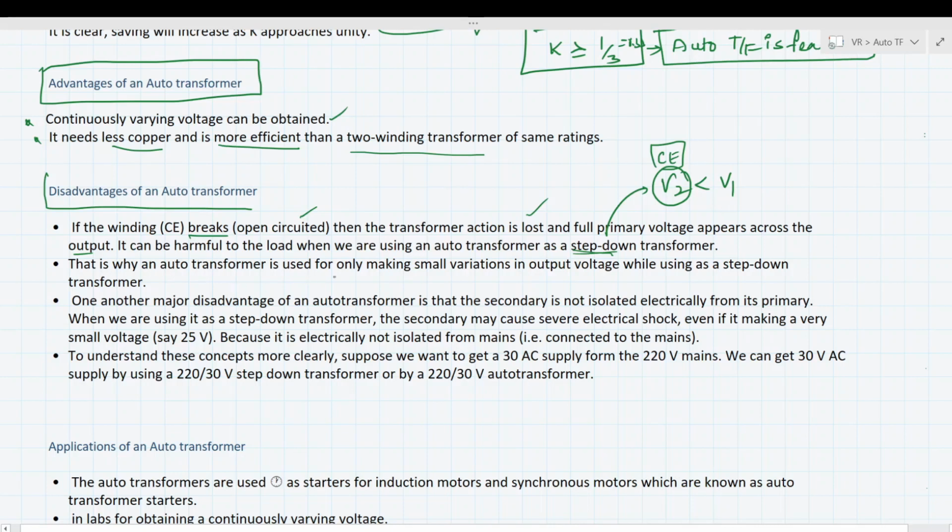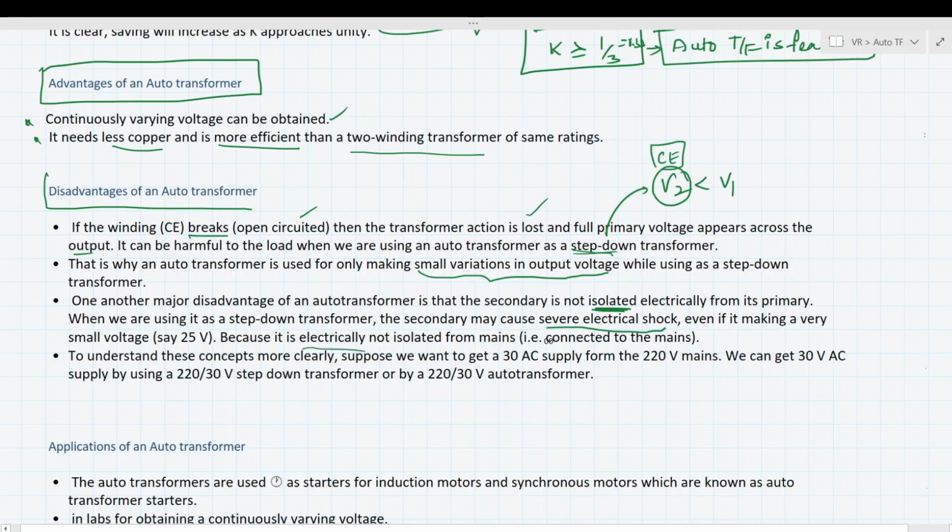That is why an auto transformer is used only for making small variations in output voltage while used as a step down transformer. Another major disadvantage of an auto transformer is that the secondary is not isolated, because it is electrically connected to the primary. When we use it as a step down transformer, the secondary may cause severe electrical shock. Even with a very small voltage, there is a chance of severe electric shock because it is not electrically isolated.